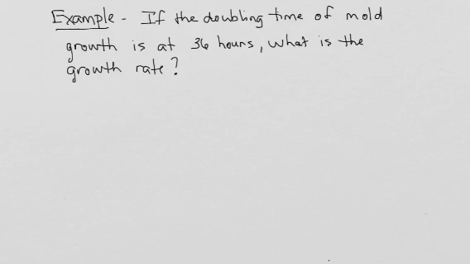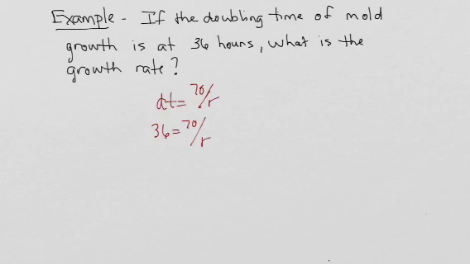All right, so let's try another one. If the doubling time of mold growth is 36 hours, what's the growth rate? So again, we're going to use that same formula, except this time we're not going to be finding the doubling time. We're going to use it to find how fast something is growing, since we know how long it took to double. So let's fill in the information that we have. We know the doubling time, 36 hours. What we don't know is the rate. I incorrectly wrote that as a T earlier. We don't know the rate.